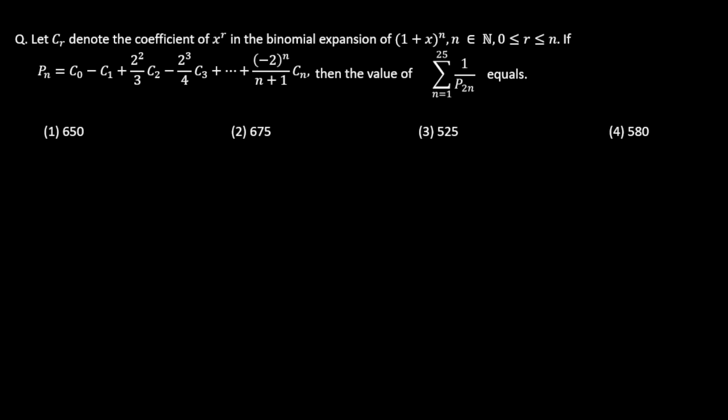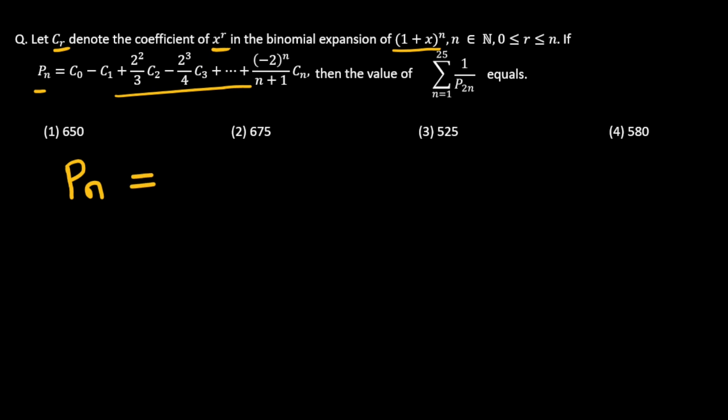In the question it is given that CR denotes the coefficient of x to the power r in the binomial expression (1 plus x) to the power n, and also given Pn, an expression involving CR. Then find the value of the summation of 1 over P of 2n, where the summation runs from 1 to 25. Now this question is mainly based on this Pn, so we focus only on this Pn.